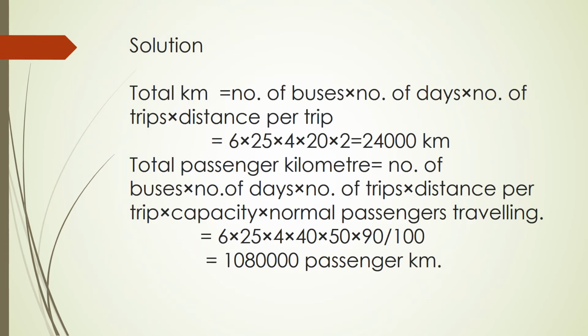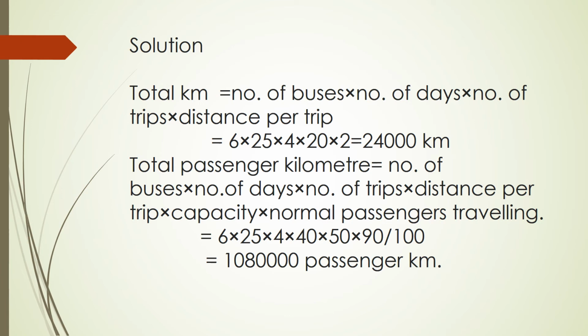Here is the solution, that is how to compute total kilometer. Total kilometer can be computed using this equation: number of buses into number of days into number of trips into distance per trip. Here, the number of buses is 6, number of days 25, number of trips 4, and the one-side distance is 20 kilometer, so we multiply by 2 to get both sides' distance. So the kilometer running is 24,000.